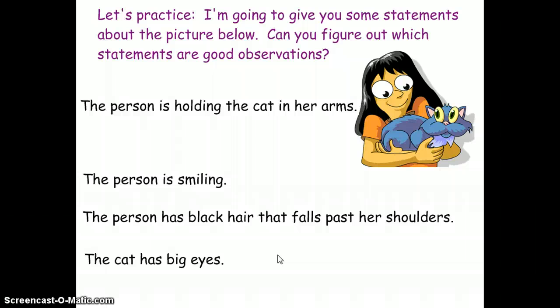Lastly, the cat has big eyes. If you said that wasn't a good observation, you'd be correct. I can make that a much more specific observation. Big eyes is a little of an opinion. Your big might be different than my big. A better observation would compare the eyes to something else. The cat's eyes are bigger than its ears, or the person's eyes are bigger than the cat's. That would make a better observation.